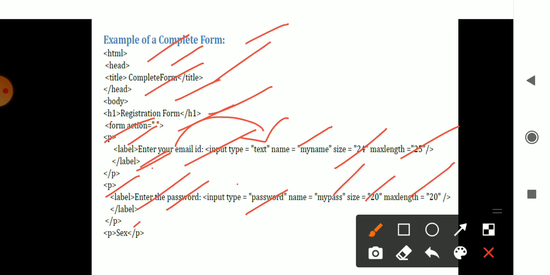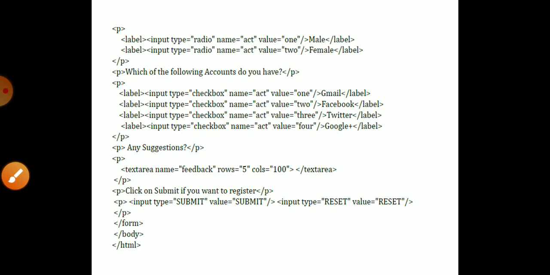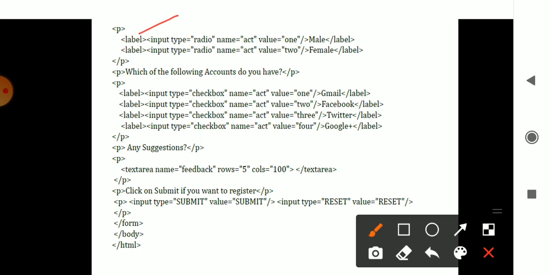Label close, paragraph close. Then you have the paragraph which considers the sex part. Paragraph open. Then you have the label, input type radio, name act, value 1. Okay, it is a radio button. When you use a radio button, you may choose any one option. It will be used for male and female. So input type radio, once again act, and 1 and 2 are the values given to those two. So you have male and female presented, paragraph close.